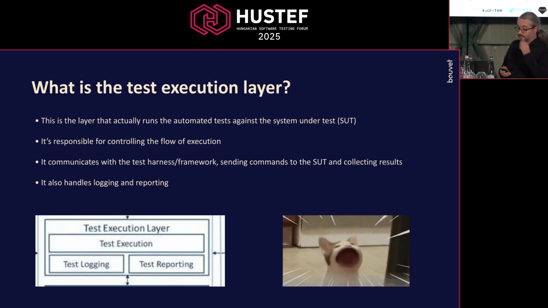The next one is the test execution layer. So what is the test execution layer? This is the layer that actually runs the automated tests against the system under test. So basically, this is the most exciting part of the test automation model, because this is the one that we are most interested in. It is responsible for controlling the flow of execution, making sure tests run in the right order with the right setup and teardown.